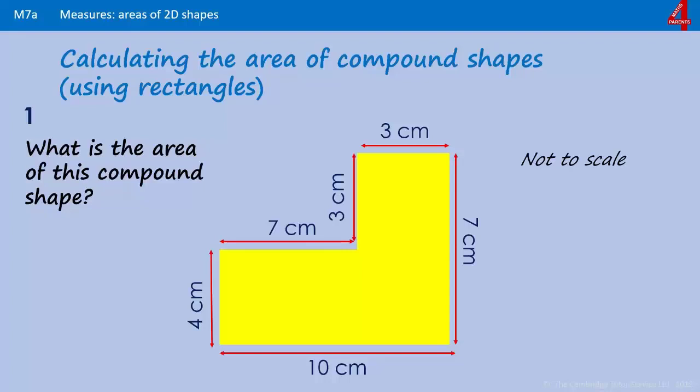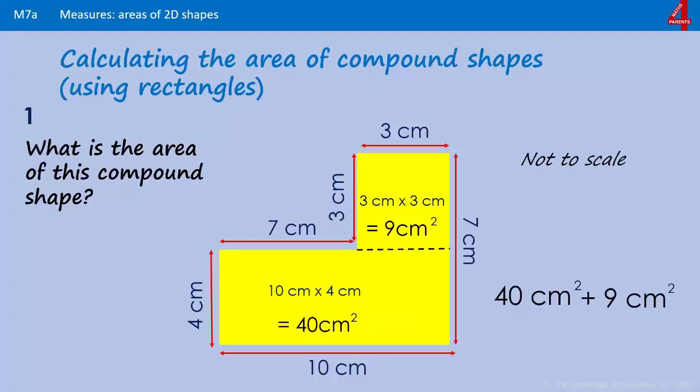Again, I'm going to separate the top bit. I now have a square at the top, which is 3 by 3. 3 times 3 is 9, so the area of the square is 9 centimetres squared. The rectangle at the bottom is 10 centimetres wide and 4 centimetres high. 10 times 4 is 40. Add those two areas together. The total area of that shape is 49 centimetres squared.